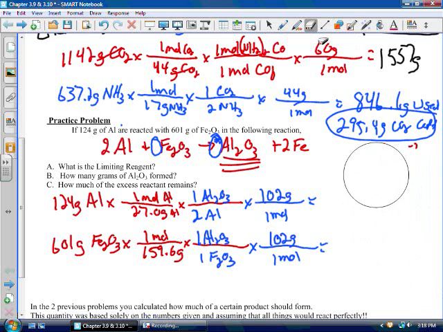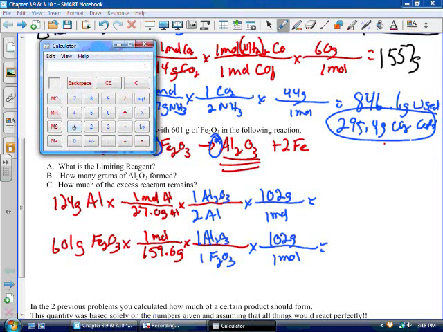So with our calculator again, 124 divided by 27 divided by 2 times 102 gives me a total of 234 grams of Al2O3 would be generated from the first reaction. So if we just had the aluminum given, that's how many grams would be produced.